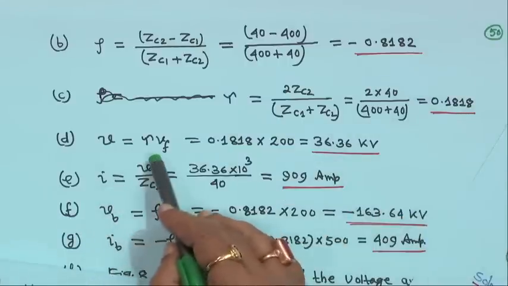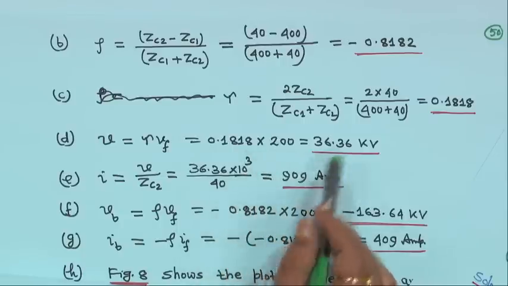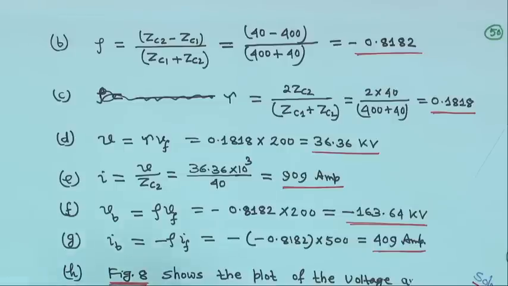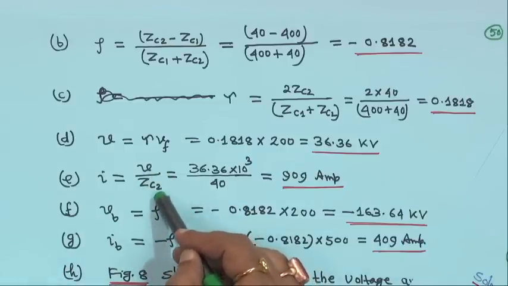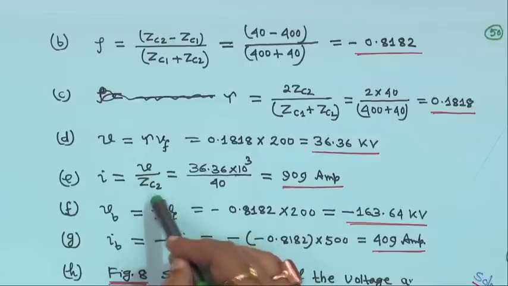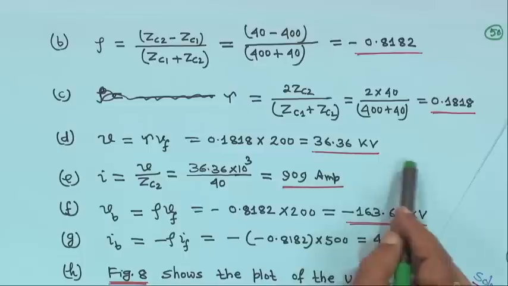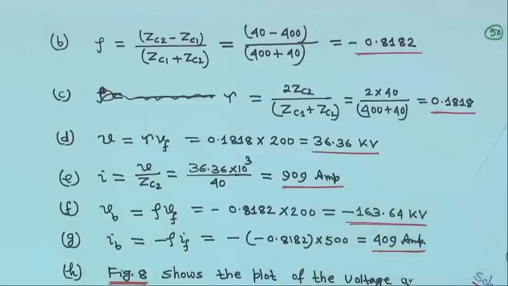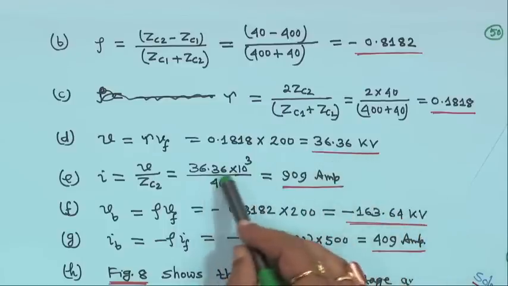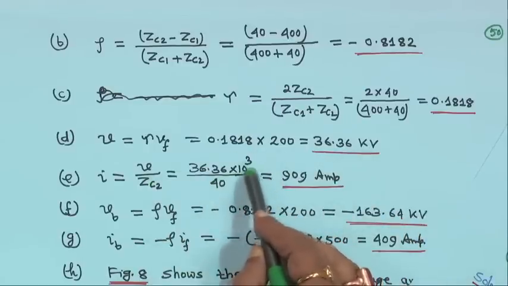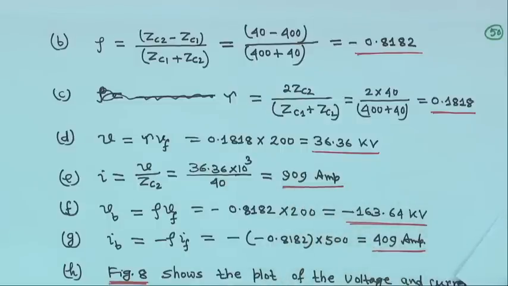Now, we know V is equal to tau into Vf, that we have seen. So, 0.1818 into 200, so 36.36 kV. Now, I is equal to V upon ZC2, naturally ZC2 is the cable impedance. V we know is 36.36 kV, at the other side, the receiving end. So, whatever is refracted to the other side is 36.36 kV. Divided by 40, it will become 909 ampere.